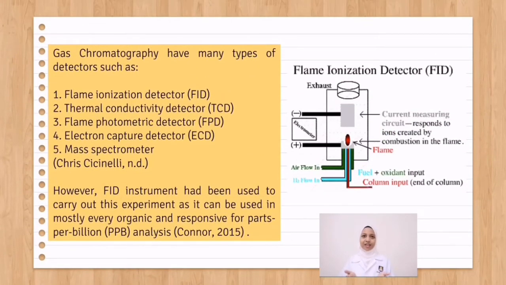Gas chromatography has many types of detectors such as flame ionization detector (FID), thermal conductivity detector (TCD), flame photometric detector (FPD), electron capture detector (ECD), and mass spectrometer. However, the FID instrument was used to carry out this experiment as it can be used for mostly every organic compound and is responsive for parts per billion analysis.